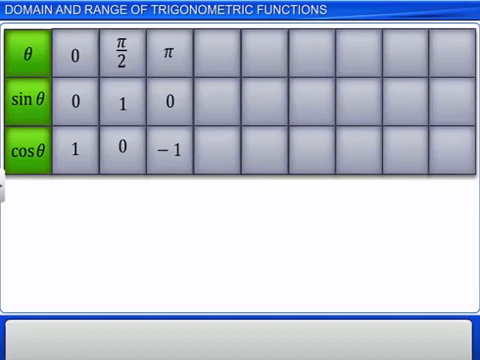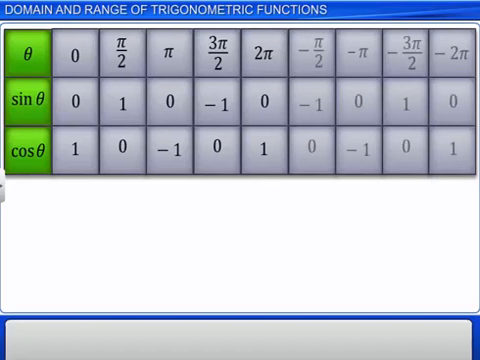When theta increases from pi to 3 pi by 2, sin theta decreases from 0 to minus 1, while cos theta increases from minus 1 to 0. And in the fourth quadrant, the values of sin theta and cos theta again increase from minus 1 to 0 and 0 to 1 respectively. Similarly, the behavior of the other four functions can be seen in different quadrants.